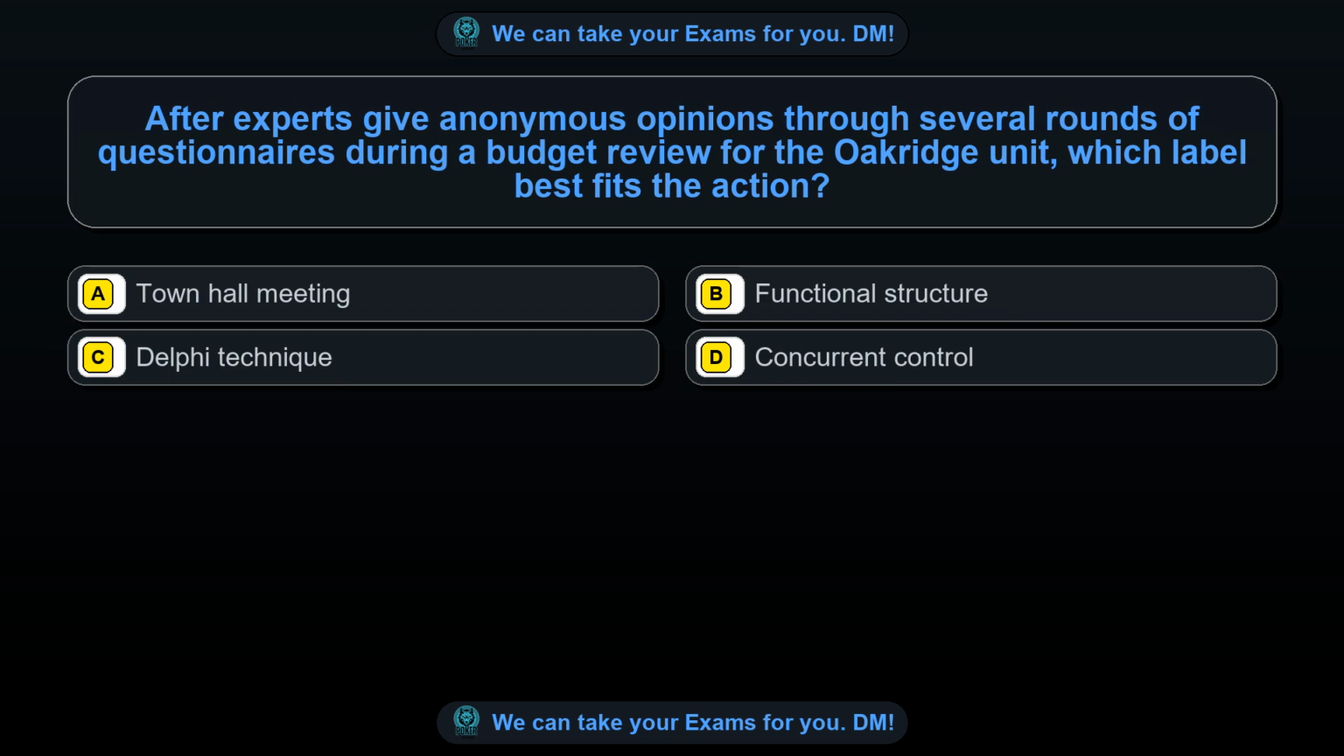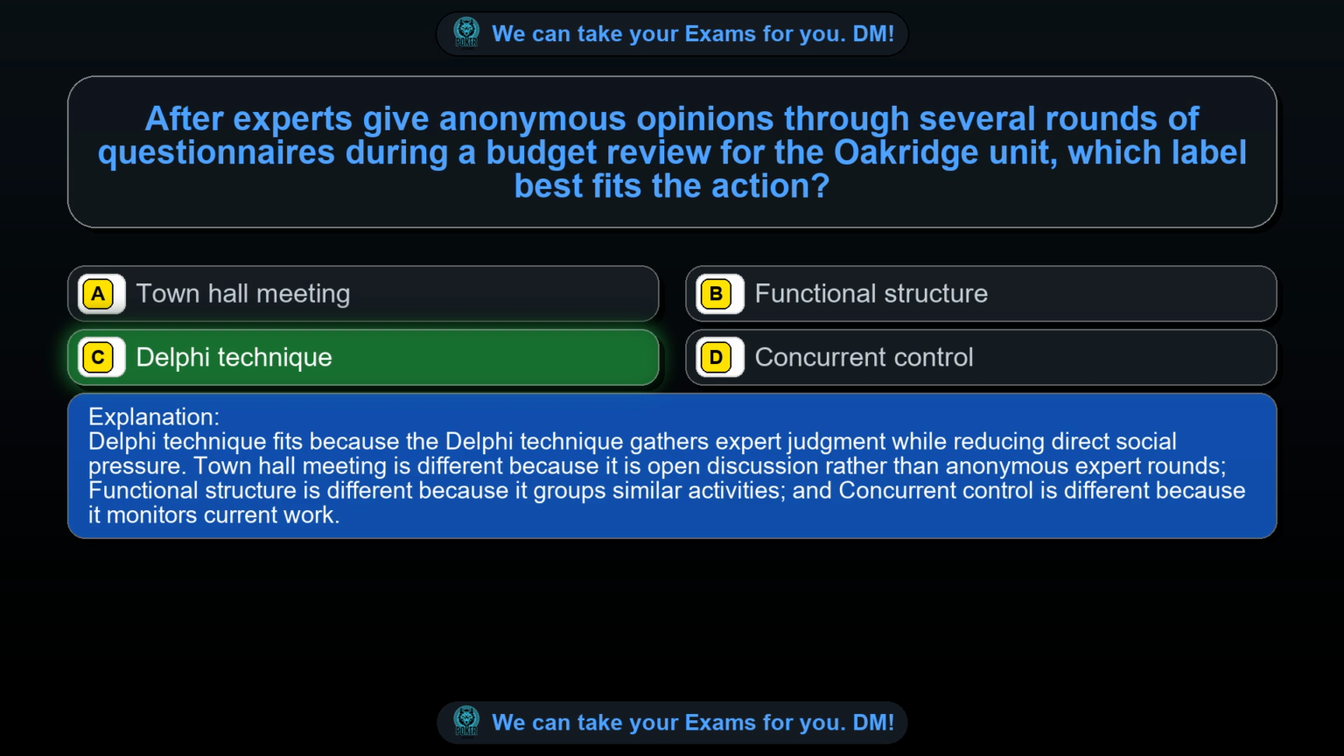Question 53. After experts give anonymous opinions through several rounds of questionnaires during a budget review for the Oak Ridge unit, which label best fits the action? Option A, town hall meeting. Option B, functional structure. Option C, Delphi technique. Option D, concurrent control. The correct answer is option C, Delphi technique.